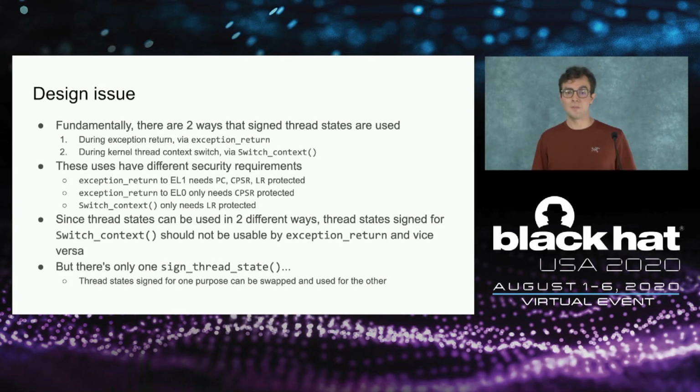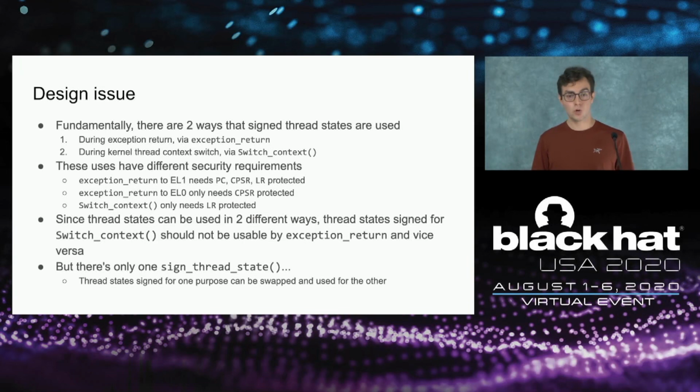First off, you have the method that we are already very familiar with, which is during an exception return. So an interrupt gets delivered, you run your interrupt handler, and then you're calling this exception return function to resume execution of the interrupted thread. We've already seen that, but then there's this other way in which signed thread states are used, which is via switch context during voluntary kernel context switches. And as it turns out, these two uses of signed thread states have very different security requirements.